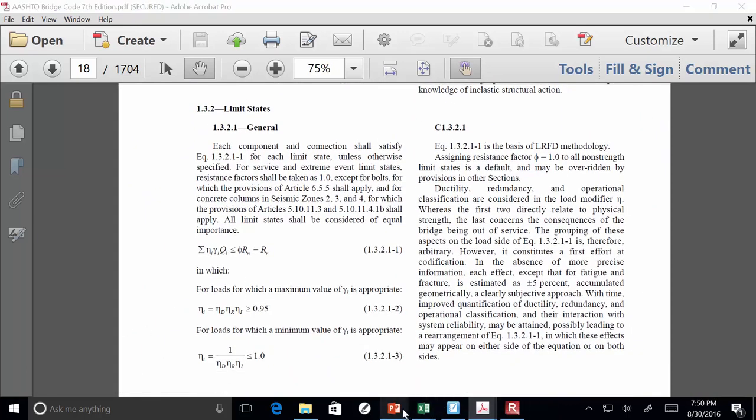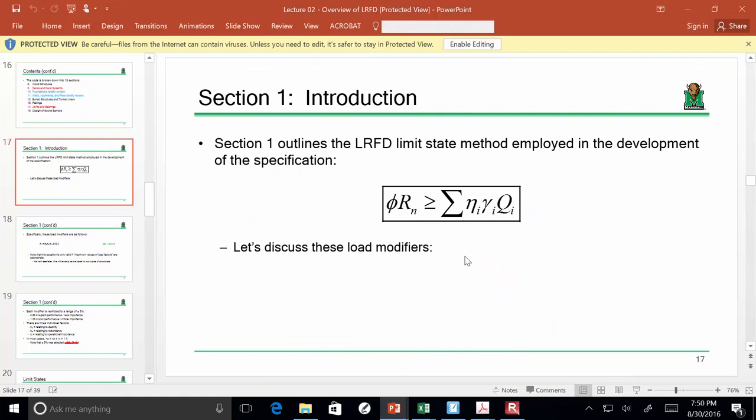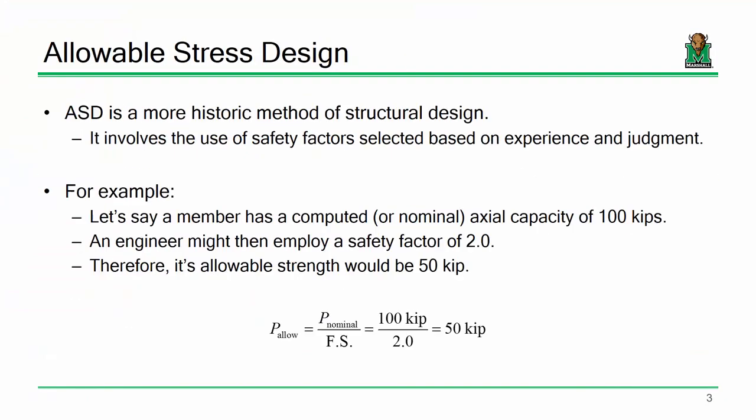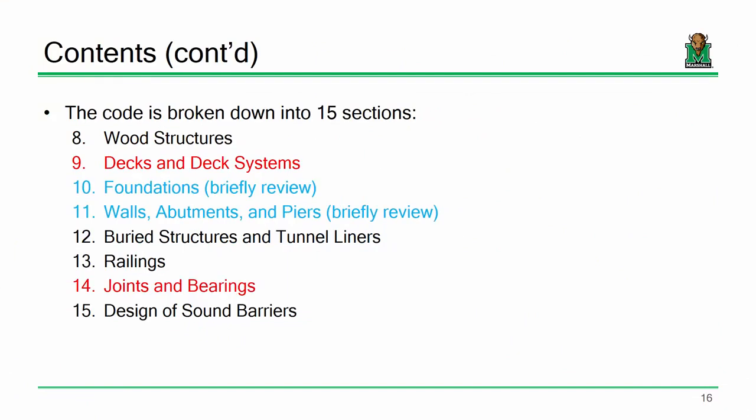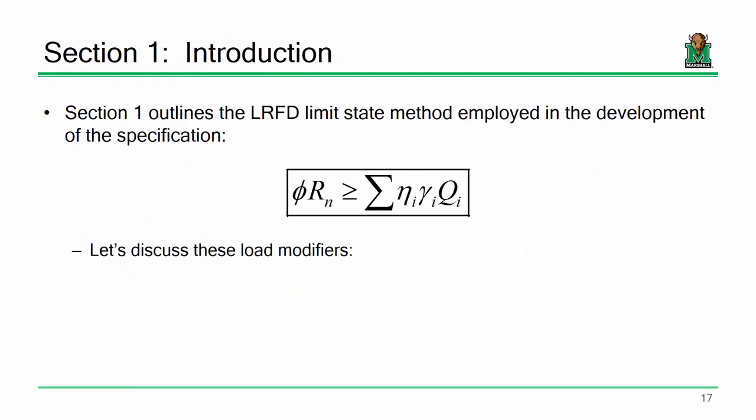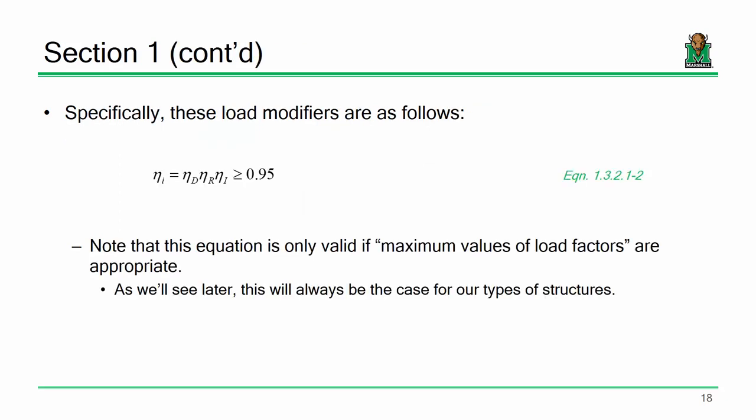Now, let me go into the PowerPoint and show you what's going on. I did not hit shift, so start it over. Okay, so going back to this LRFD expression, you can see where I got that, right? Just basic LRFD. These terms are new, these load modifiers, okay? Now, there are three load modifiers that go into this. There's one, an N sub D, N sub R, and N sub I. Whatever value that you use for these load modifiers, it's got to be greater than or equal to 0.95, sorry. Now, that's the math.